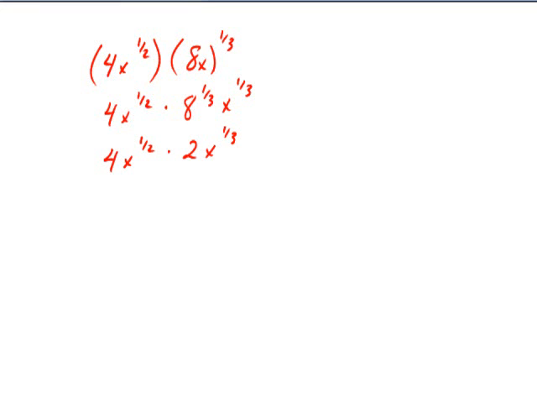I'm multiplying, so I can multiply these coefficients, 4 times 2 to get 8, but I need to add the exponents. And to do that, I need the same denominator. So let's change these exponents to have a denominator of 6. Both exponents have a denominator of 6. Now I can add them. I can multiply the coefficients, 4 times 2 to get 8. X to the 5/6.